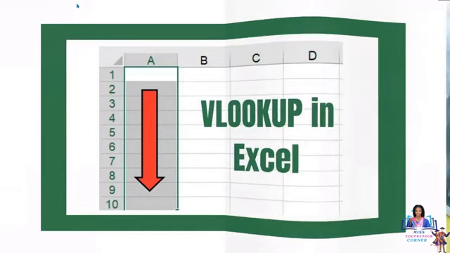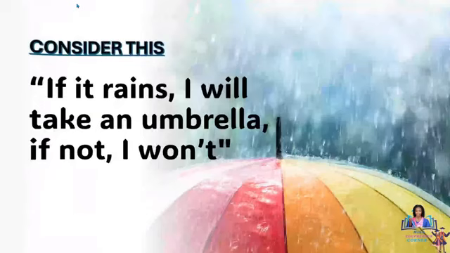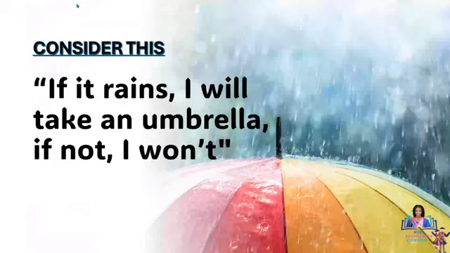So if it rains, I will take an umbrella. If not, I won't. So have you ever had to make decisions based on a certain condition? So I'm thinking you guys might be responding yes. So based on this example that is presented here, if it rains, I will take an umbrella. If not, I won't. Do you think that this example is based on a certain condition? If your answer is yes, then you're indeed correct.